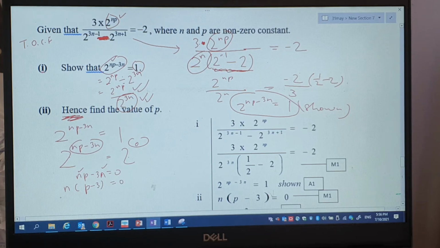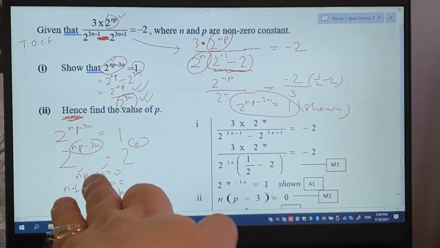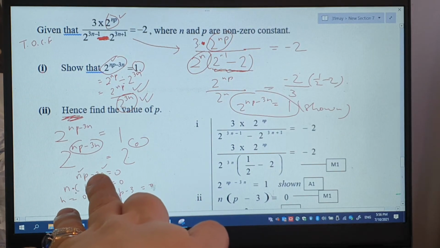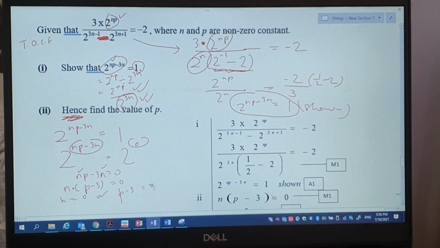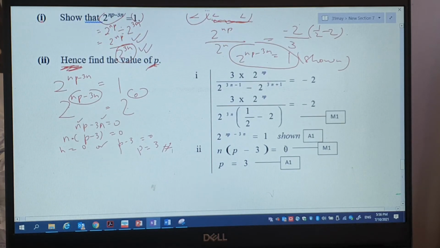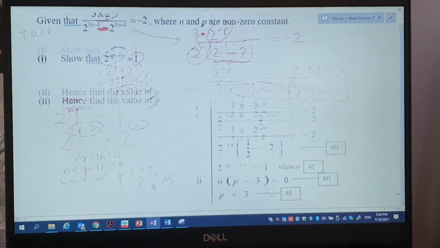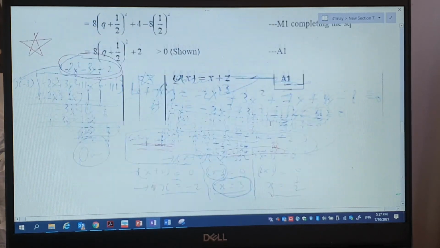Now, that means it's either n equals 0 or p minus 3 equals 0. Whenever you have something times something equals 0, either this equals 0 or this equals 0. Okay? Yeah, so you have found p equals 3. That's what they want, no? Okay? Now, we go on to another question.